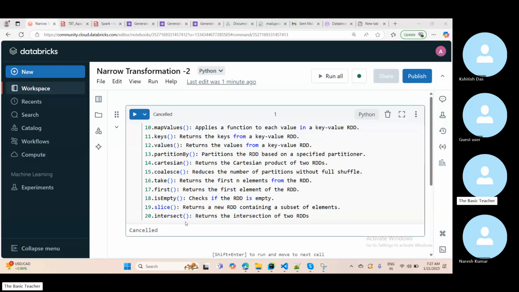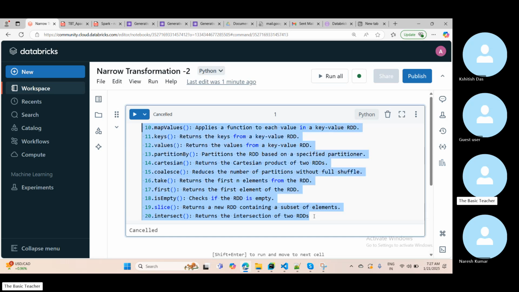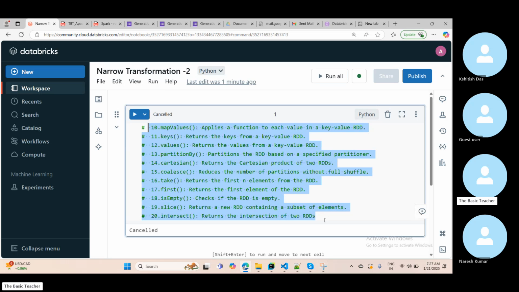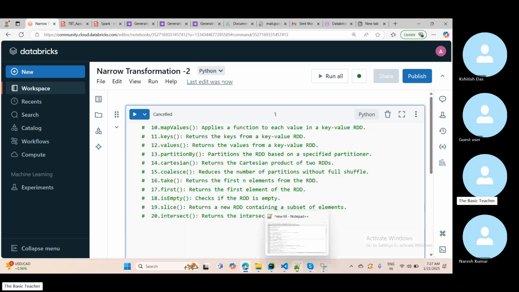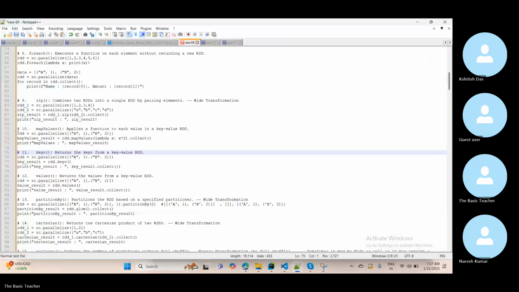Okay, no, sir. So this intersect, maybe you have learned it sometime in your mathematics as well, right? Intersect and all. Anyways, that is a simple thing in your coding also, but you can relate if you keep it in mind. Okay, so let's see this one by one. So this intersect returns the intersection of two RDDs, just like in your mathematics. Okay, so I will add the comment and then take it one by one. So I will just copy from here, and this is mapValues.